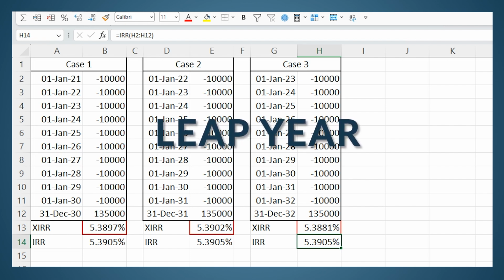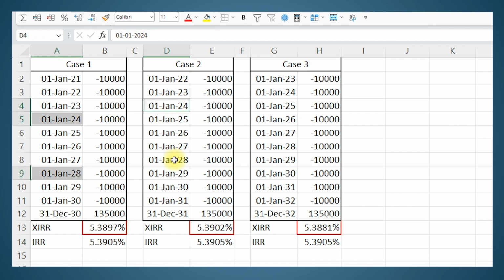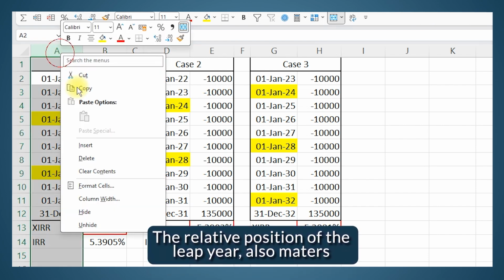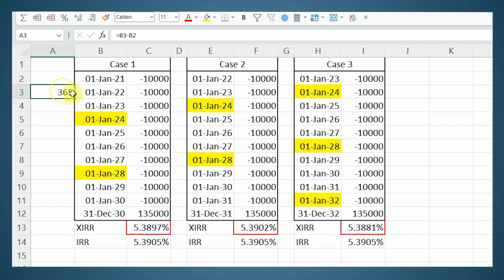But it's not just the number of leap years that matter, because in both these cases, there are 2 leap years each, yet the XIRR is slightly different. The real reason is the relative position of the leap years. Let's examine this further.